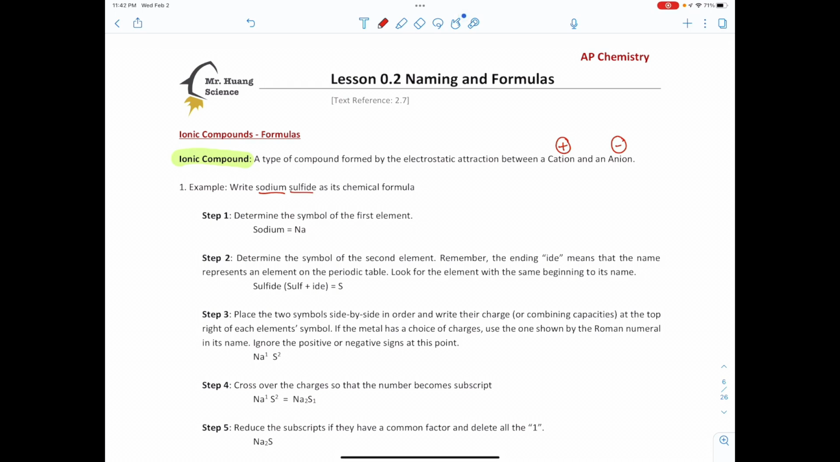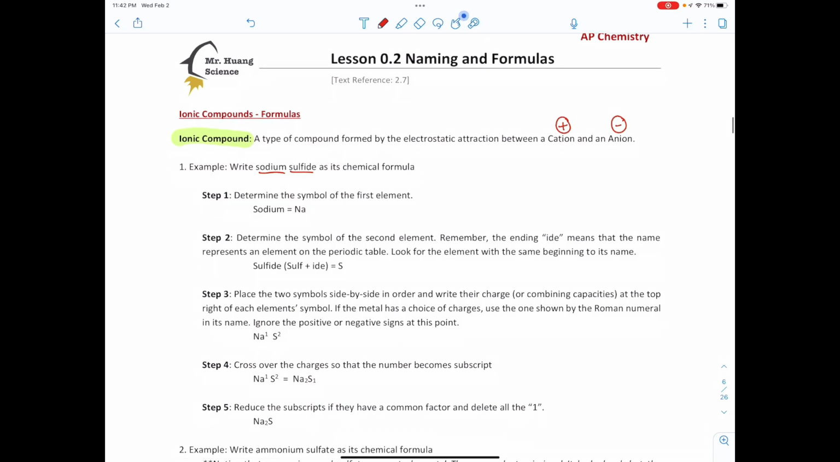In step 3, we're going to place the two symbols side by side in the correct order, and we're going to write their charge, sometimes called the combining capacities, at the top right of each element's symbol. If the metal has a choice of charges, we're going to use the one shown by the Roman numeral in its name. And we're going to ignore the positive and negative signs at this point.